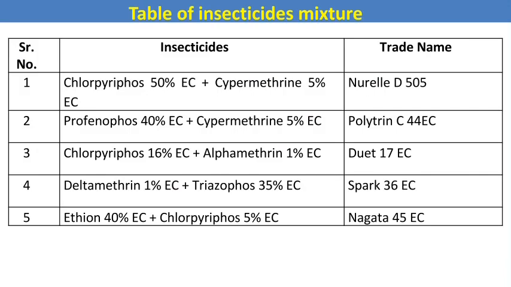These are some examples of insecticide mixtures available in markets. To reduce phytotoxicity to the plants, they should be compatible with each other and have different modes of action to control the different insect pest populations in agriculture. Chlorpyrifos plus cypermethrin, profenofos plus cypermethrin, chlorpyrifos plus alphamethrin, deltamethrin plus triazophos, and ethion plus chlorpyrifos.